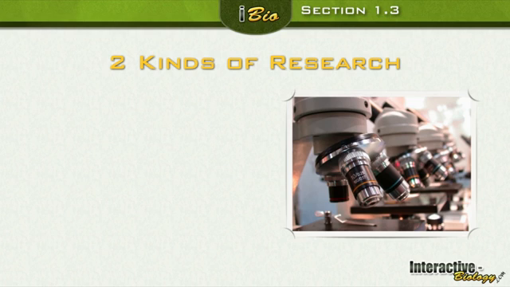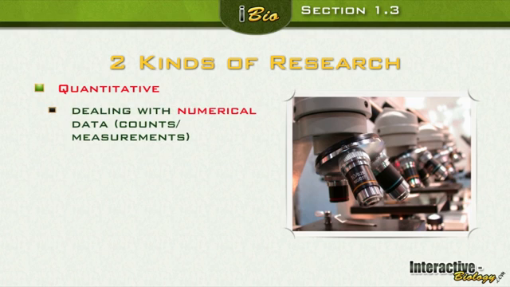All right, let's first talk about the two kinds of research. We have quantitative. What does that sound like? You hear the word quantity in there, right? What does that have to do with? Numbers. Quantitative research, we're dealing with numerical data. In other words, counts or measurements: 50 grams of this and 25 kilometers here and so on. You're dealing with quantities, numbers, counts, measurements.